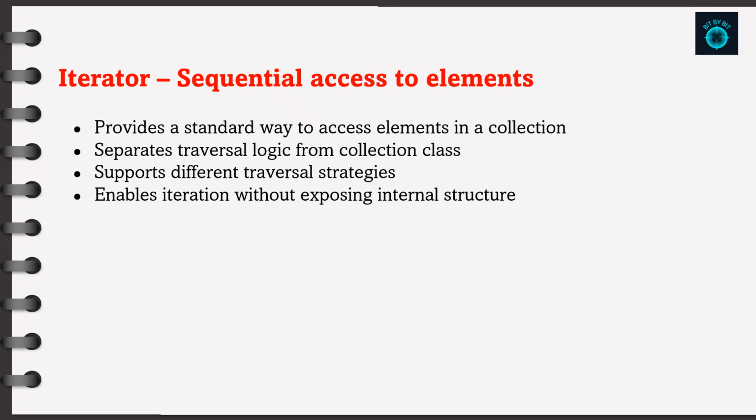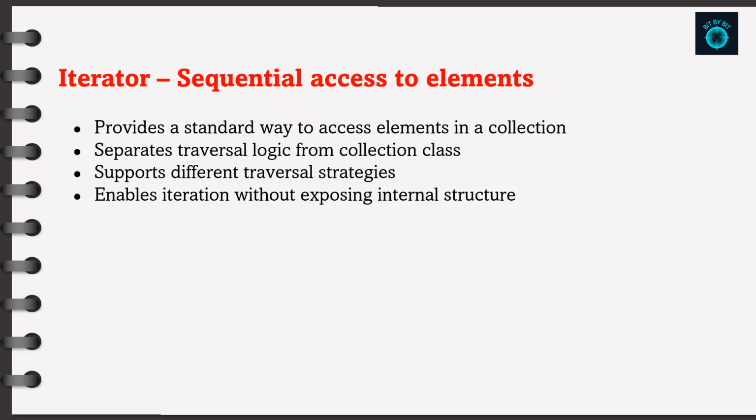Iterator, sequential access to elements. The iterator pattern provides a consistent way to access elements of a collection sequentially without exposing its internal structure. This pattern separates traversal logic from the collection itself, allowing the same iterator to be used with different collection types or different iteration strategies. Iterators are widely used in Python, and the language has built-in support through the __iter__ and __next__ methods. You can use this pattern when you want to give users the ability to step through your custom data structures using a for loop or other standard iteration mechanisms.